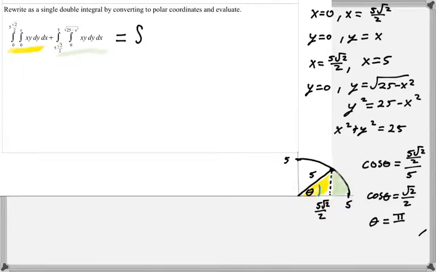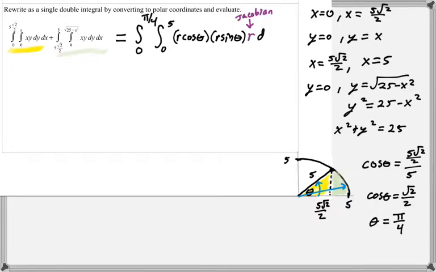So we're going to go from 0 to pi over 4. And then the radius is easy. It's just 0 to 5. Okay. Now we've got to convert the integrand, the xy, into polar coordinates. So the x would be r cosine of theta, and the y would be r sine of theta. And don't forget, we've got to pay the price to change the coordinates. So you've got your Jacobian of r, and then dr d theta.